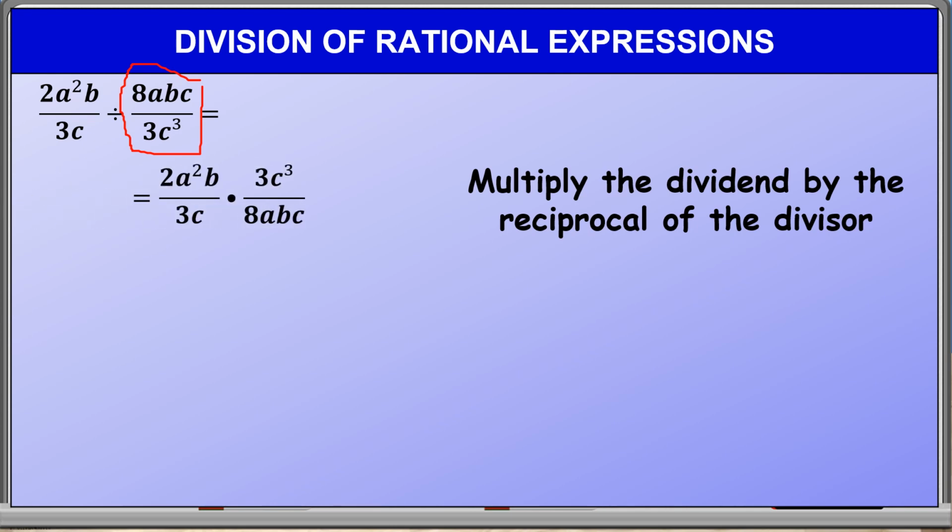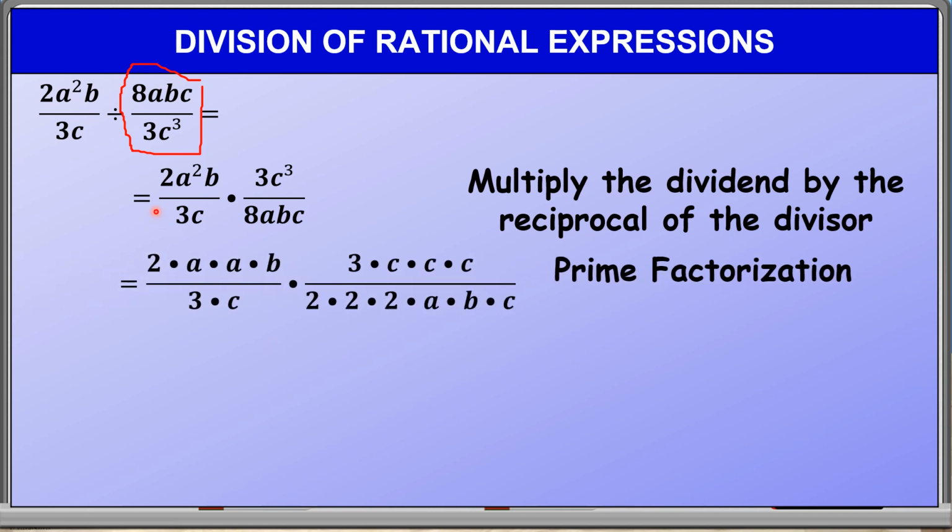So that means it will be 2a squared all over 3c, times 3c cube all over 8abc. As you can see, I flipped the numerator and the denominator. That is what we call the reciprocal, okay? Next, prime factorization again.